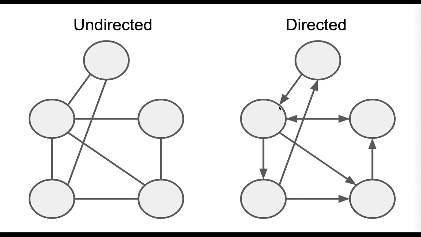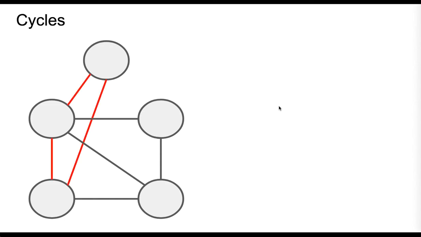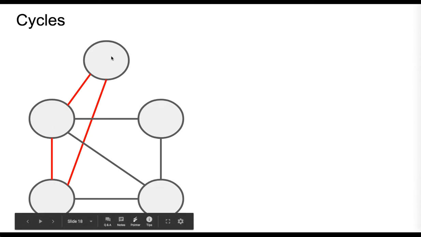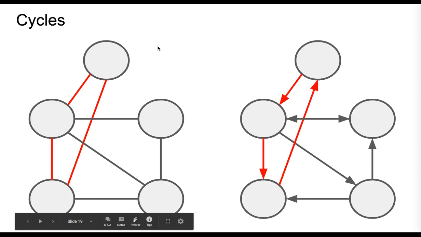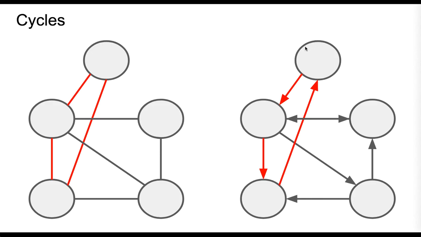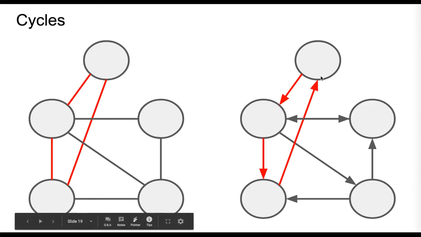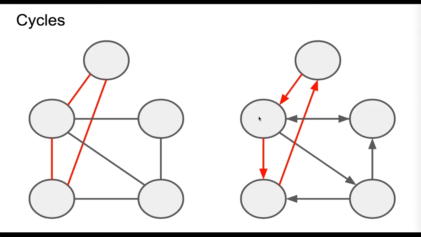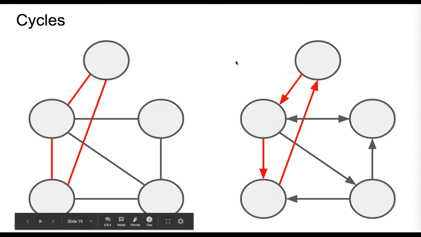Now, let's talk about cycles in these directed graphs. In an undirected graph, this is easily a cycle. You go from the top to the next and back, or you could go the opposite direction. In the directed graph we saw before, we can still do this cycle. We can go from the top down to the next one, down to the next one, and then back up to the top node. And that works fine.